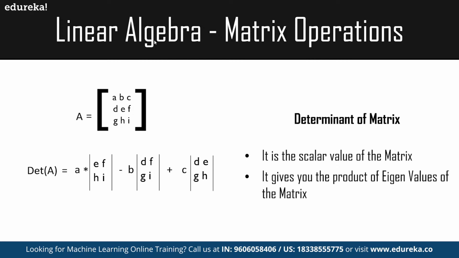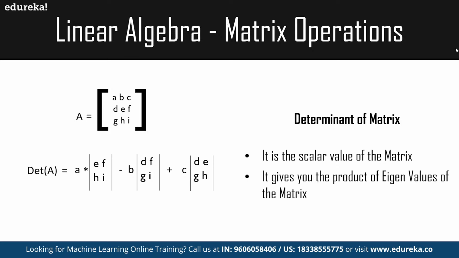Now for finding the determinant, we simply multiply the first column entry A by the minor of E, F, H, I, the second row, second column, as you can see here. Then we subtract B multiplied by the minor D, F, G, I, and then add C multiplied by D, E, G, H, to find the entire determinant here.